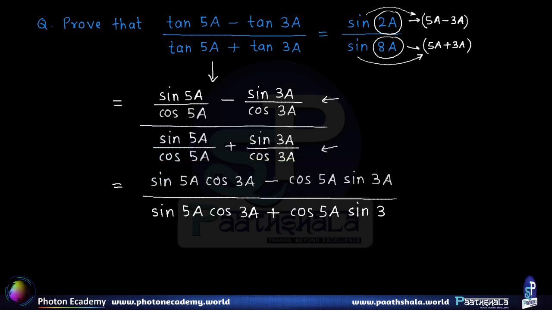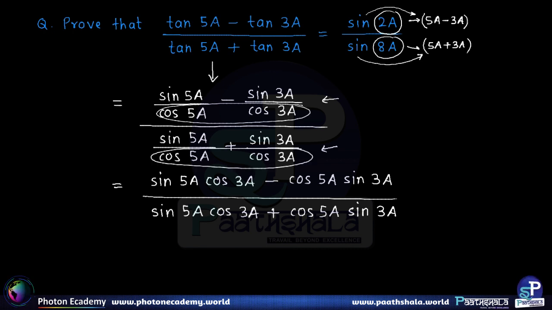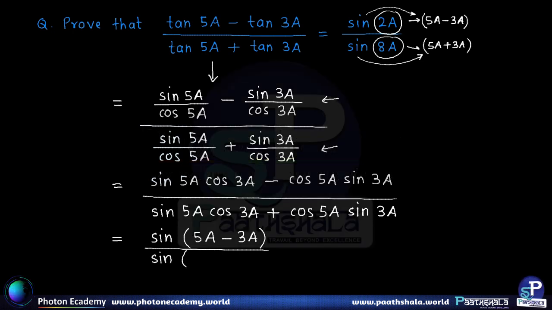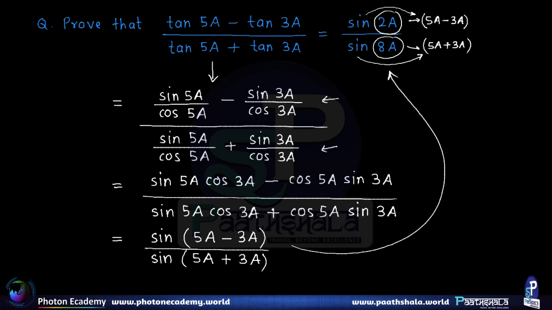Just to repeat, where does the denominator go? The denominators are going to be the same for numerator as well as denominator, so they are going to get cancelled ultimately. That's why we have not written them there. And if you observe the numerator now, it is sine a cos b minus cos a sine b. So clearly that's the expansion of sine of a minus b, which turns out to be sine of 5a minus 3a, and the denominator is sine a cos b plus cos a sine b. So that can be written as sine of a plus b, which is here 5a plus 3a, and hence we get sine 2a upon sine 8a as required.